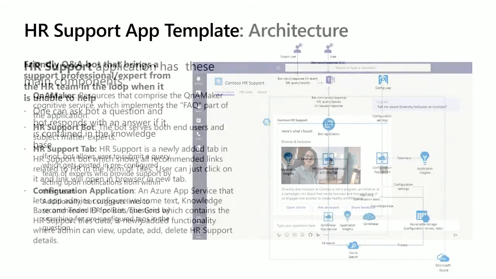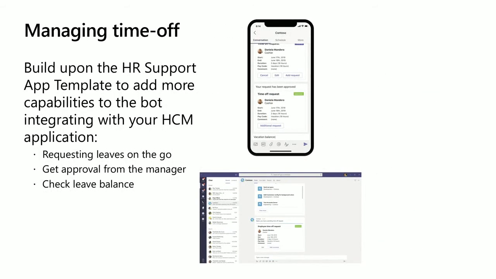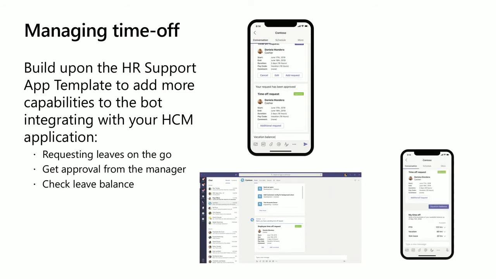Okay, some examples here too. Here's the architecture. Now this is a lot more than a messaging extension. What you get here is the Q&A maker. You also have a bot, a tab, and a configuration application. Any of these app templates will have a configuration that you would work with. Okay, here's some examples. Managing time off.